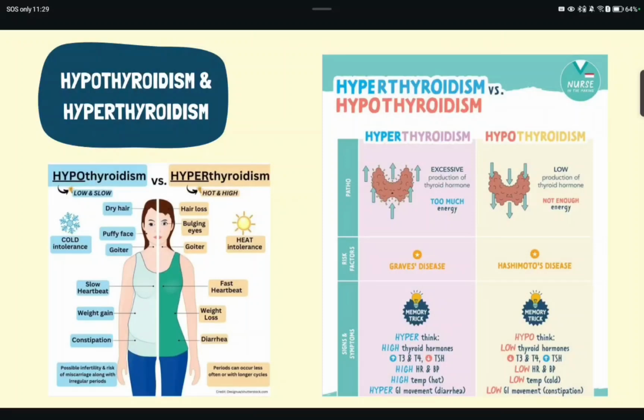And in hyperthyroidism, one of the risk factors is Graves' disease, and some of the signs and symptoms that can occur are a high production of thyroid hormone, high heart rate and blood pressure, and also high temperature. Whilst in hypothyroidism, one of the risk factors is Hashimoto's disease, and some of the signs and symptoms related to this condition are low production of thyroid hormones and a low heart rate, which is bradycardia, and low blood pressure and low temperature.